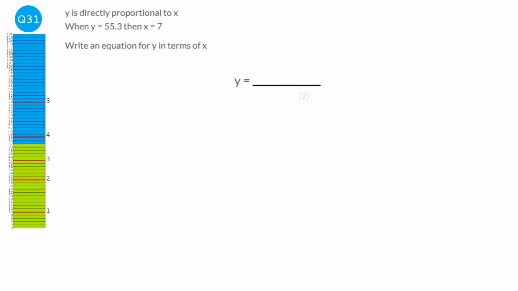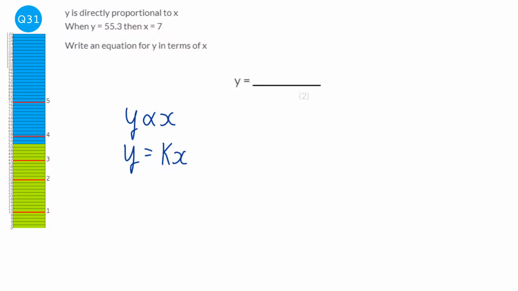So when we say y is directly proportional to x, what we mean is whenever x doubles, y will double. Whenever x halves, y will halve. Now, we've got this proportionality sign here, and to make that an equals, all we need to do is introduce a k constant to the right-hand side. So it's y equals something times x. Now to find out what that constant is, what we're going to do is feed in the value of y and the value of x that we have.